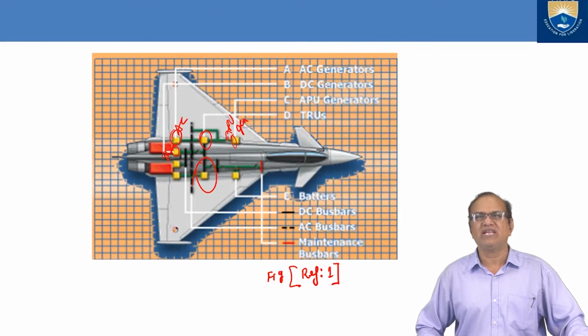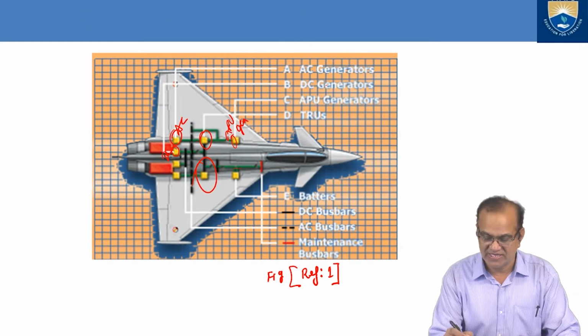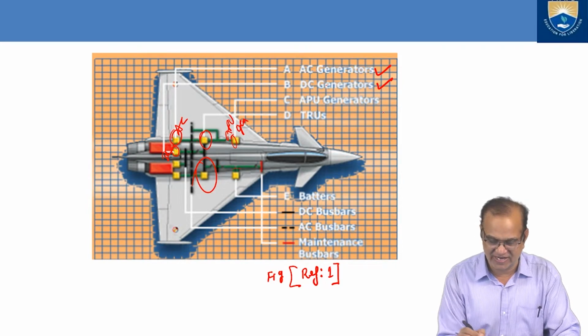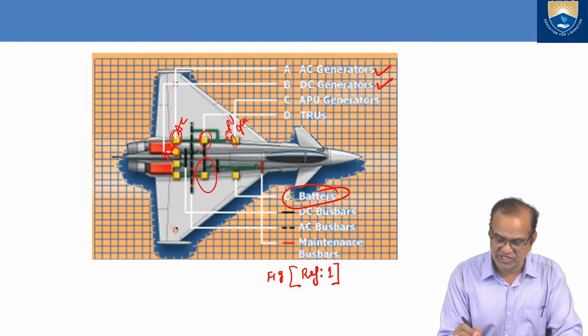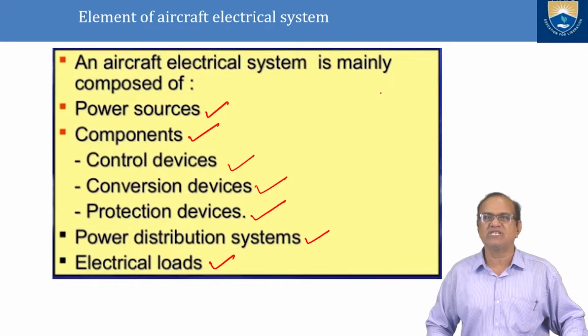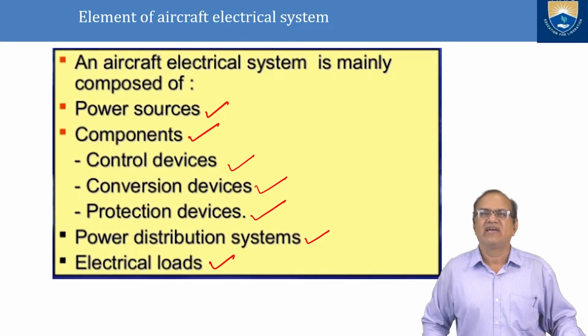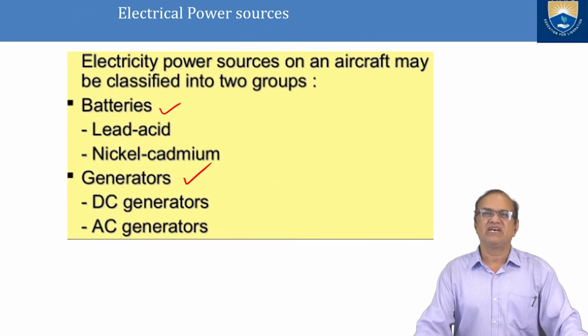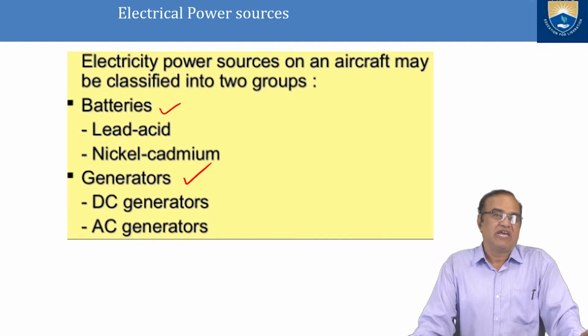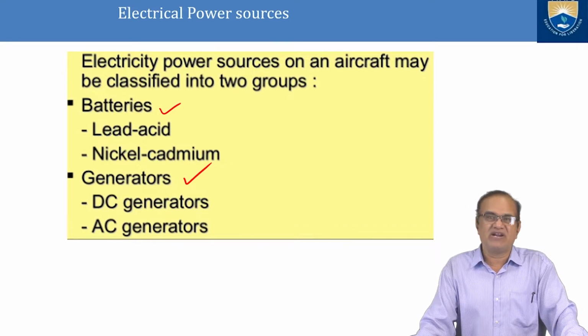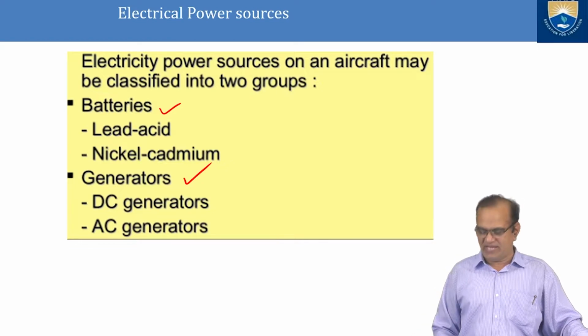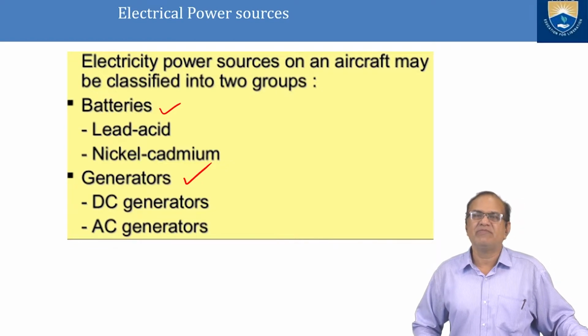I have shown you here in this diagram the AC generator and the DC generator, and here are the batteries. So these three things are the power sources which I am explaining here. These are the generators, AC generator and the DC generator, and for the batteries we have the lead acid and the nickel cadmium batteries.